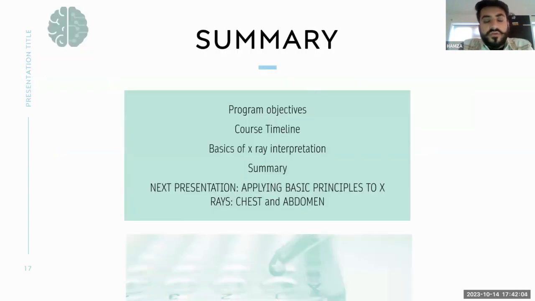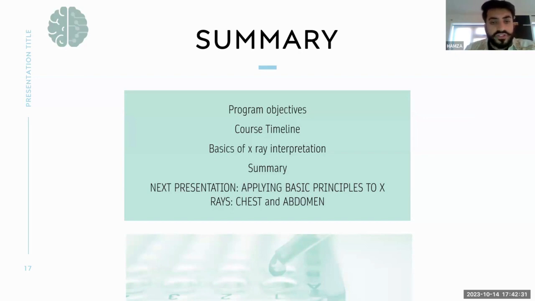Yeah. So we've talked a little bit about what we want to do in this 6-month program. It's more of a marathon, not a race. We've talked a little bit about the basics of X-ray interpretation and what we want you to take away. In the next one, we're going to be looking in more detail at chest and abdominal X-rays. That really is your bread and butter when it comes to X-rays. You really need to know how to identify them well.